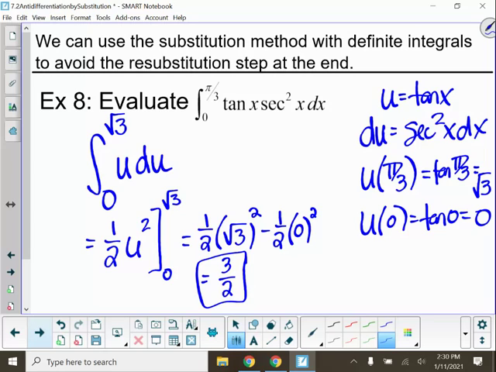So notice I did not have to go back and replace the u with the tangent at the end and use the original bounds, as long as I change the bounds to match whatever the u terms are rather than keeping them as the x terms. So that's a nice little shortcut when you're going through and solving questions.